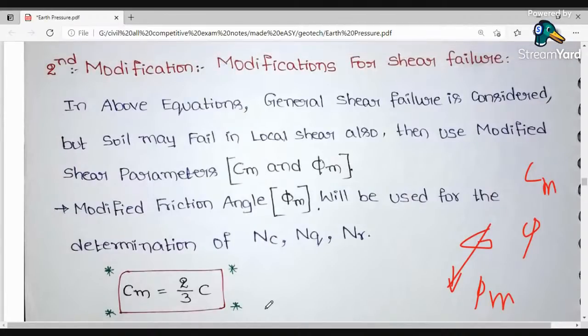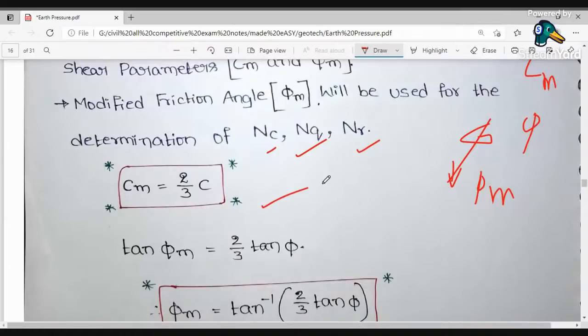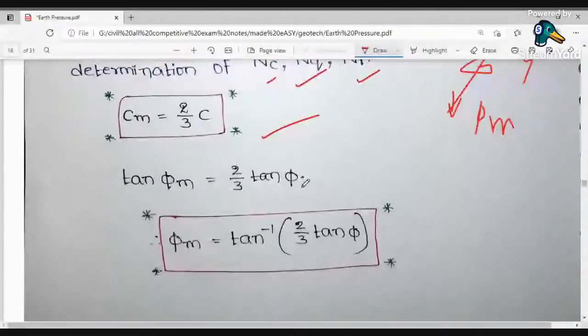Okay, to determine that we can do the following. Modified friction angle phi m will be used for the determination of Nc, Nq, and N gamma. So cm is 2/3 of c. The formula for how to convert the cohesion value to take account of local shear failure: we are just converting the cohesion value to cm. So if I have the cohesion value c, I mobilize it as 2/3 of c. Similarly, if the angle is phi, we modify it: tan phi m is equal to 2/3 of tan phi, right? So phi m is nothing but tan inverse of 2/3 of tan phi, right?